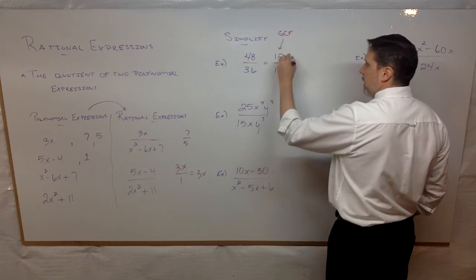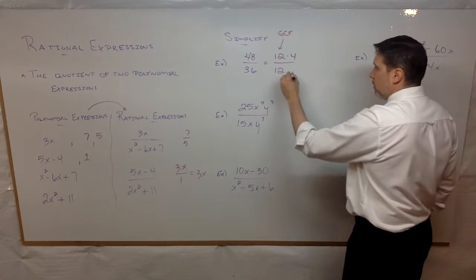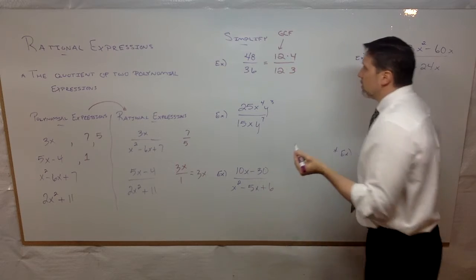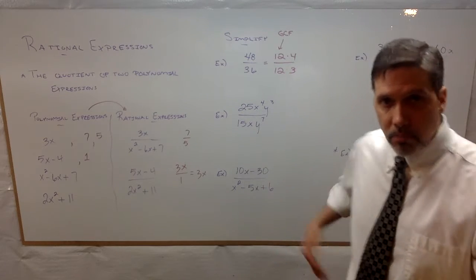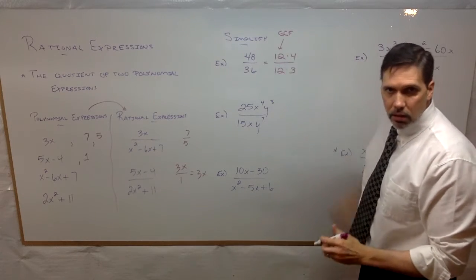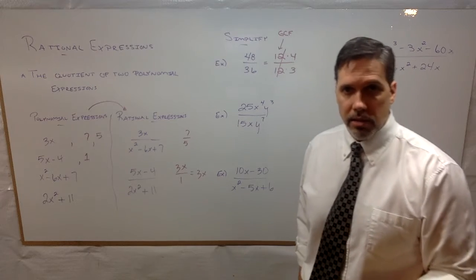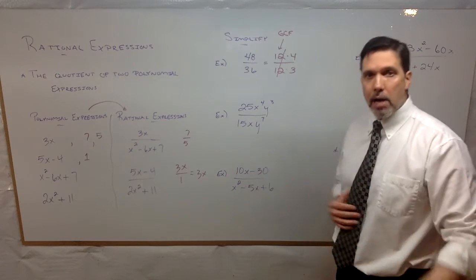So I would write 48 as 12 multiplied by 4. That's 48. And then 12 times 3 is 36. Now, writing it this way allows us to cancel the greatest common factor, which is 12x in this case. Or we could just cancel common factors as well.